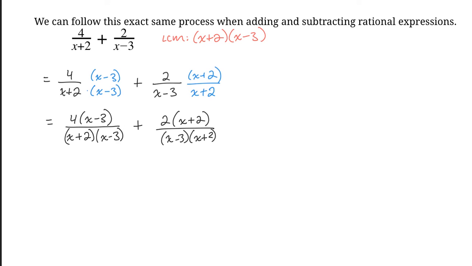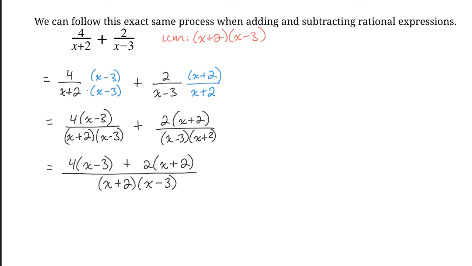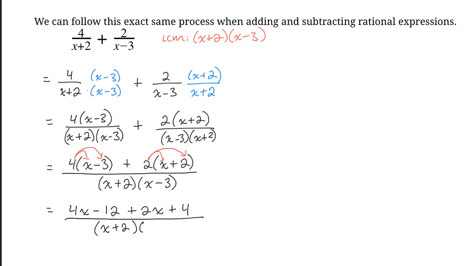x plus 2. And now that we have the same denominator, we can rewrite this as one rational expression over the same denominator. So let's do our addition, but we actually can't add anything in the numerator yet. We need to get rid of these brackets and distribute. So we want to distribute this 4 into those brackets and then distribute our 2 into the brackets. So it becomes 4x minus 12 plus 2x plus 4. And that's all over x plus 2 times x minus 3.